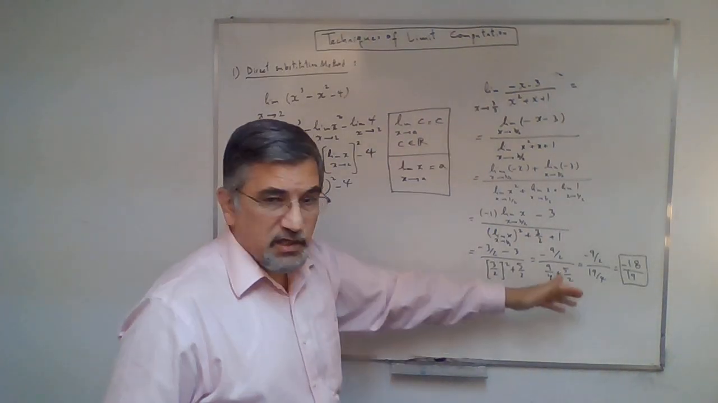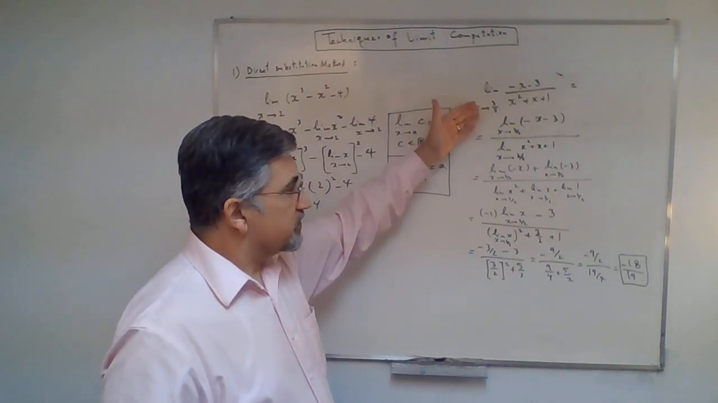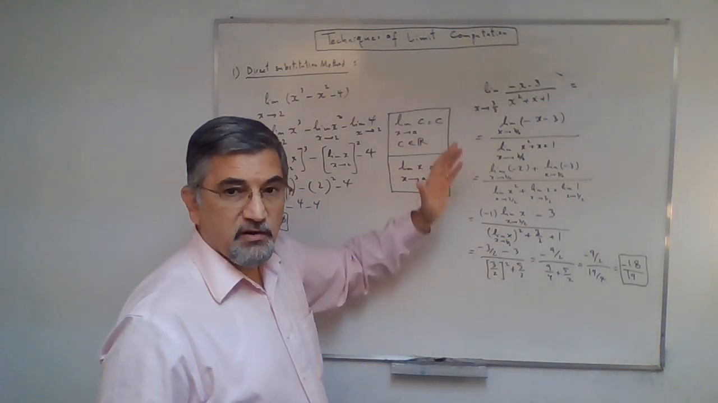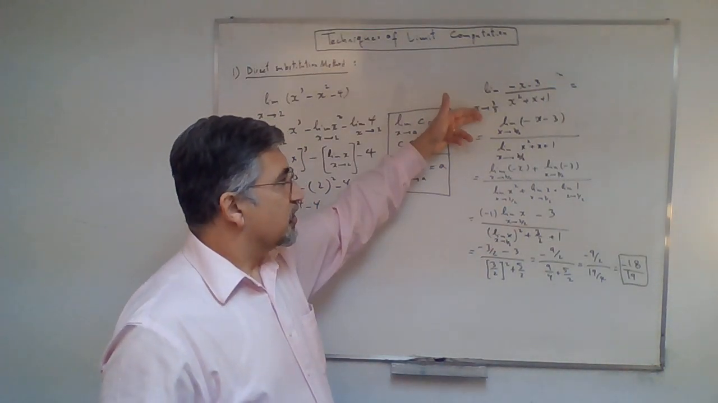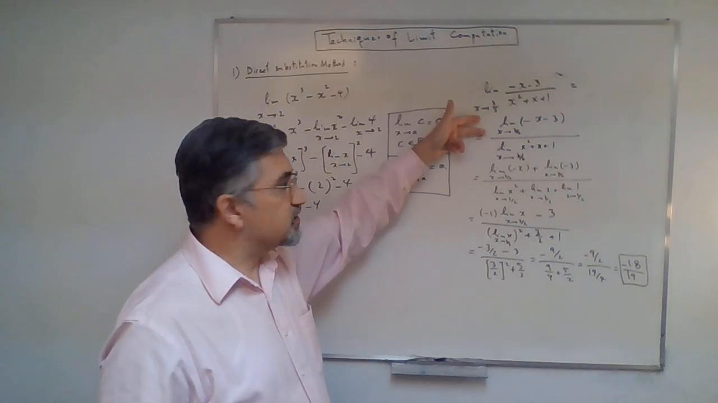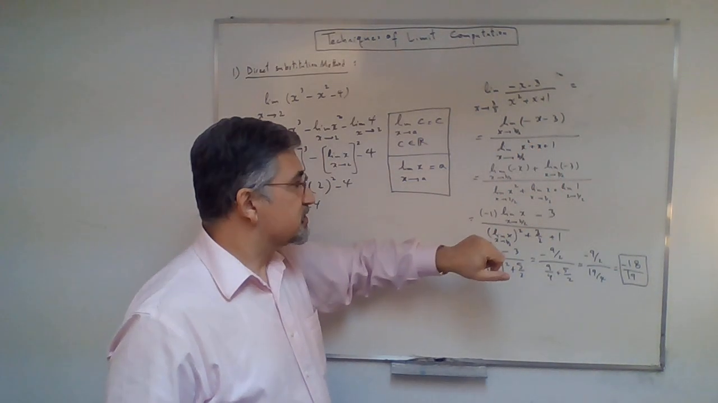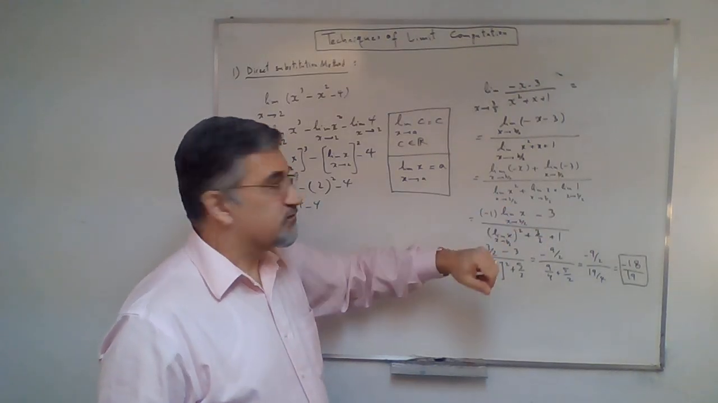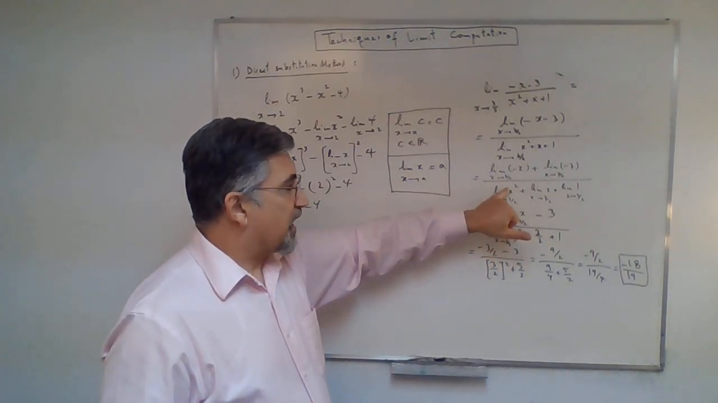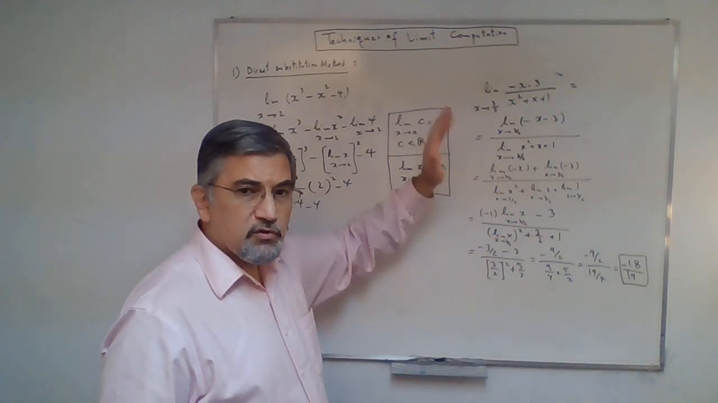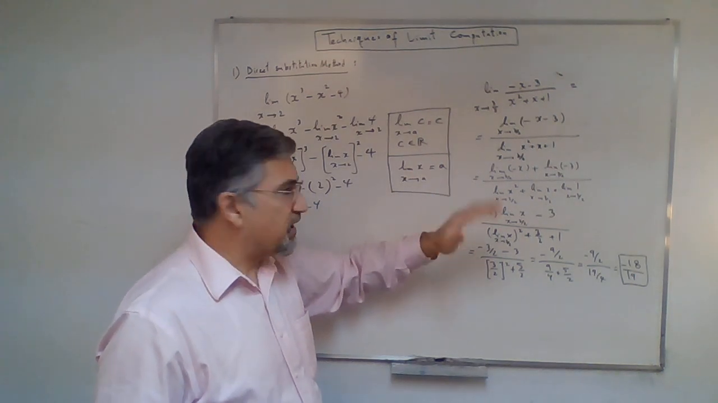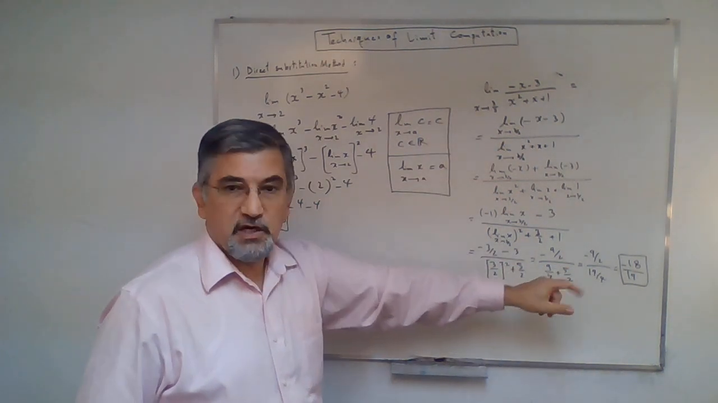How did we get the answer? Of course, by using the properties of limits one by one. First, we said the limit of a quotient equals the quotient of the limits. Then we broke down the numerator. We said the limit of a sum equals the sum of limits, or the limit of a difference equals the difference of limits. And then we said the limit of a power equals the power of the limit. All those properties of limits that we have learned in the past, we used them. Eventually, we got the answer.